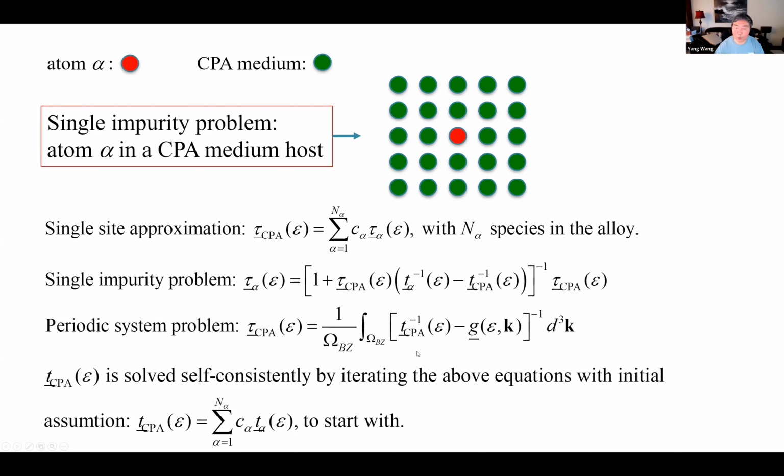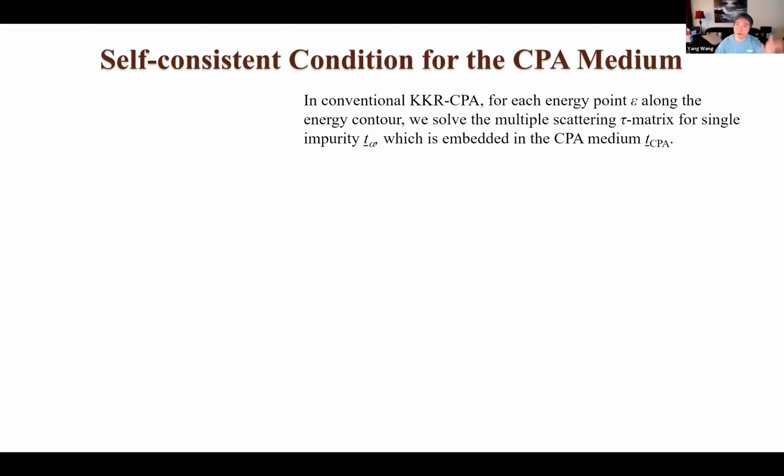How we find TCPA: we can start with an average. This is not a real solution, but we start with it, and then we go through all these procedures to find out whether it is true. So we have a little self-consistent condition to find the CPA medium.